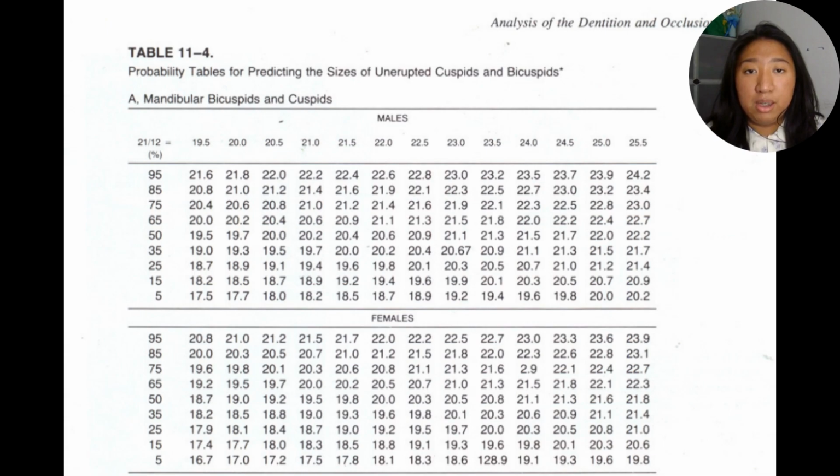So this is the mandibular table that was shown earlier. For example, the left side is for the first step. After you have found the first step, you can check the probability of the unerupted canines and premolars according to the number that you have found in the first step. And in the middle are the numbers for the estimated sizes of cuspid and premolars.